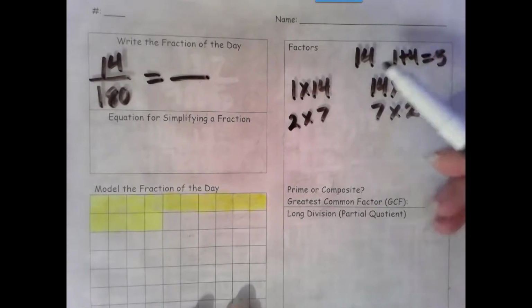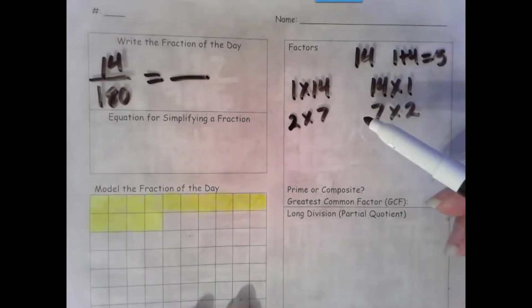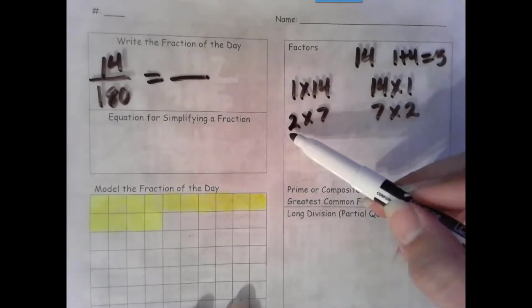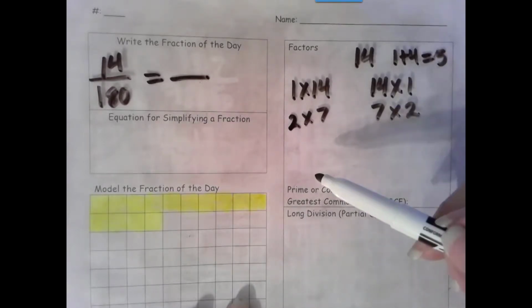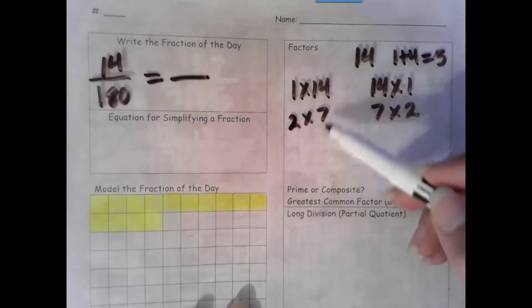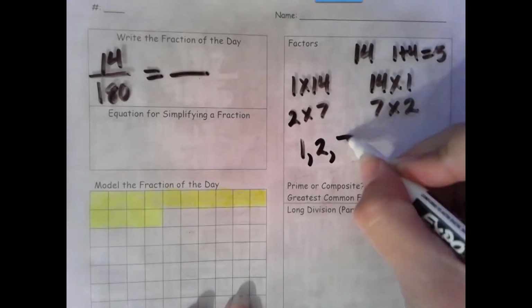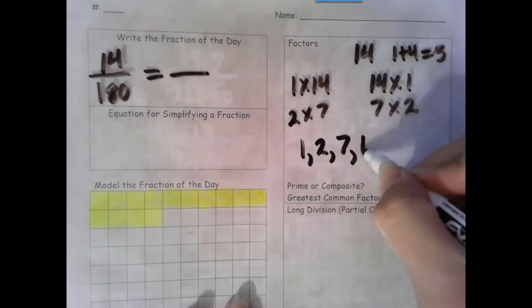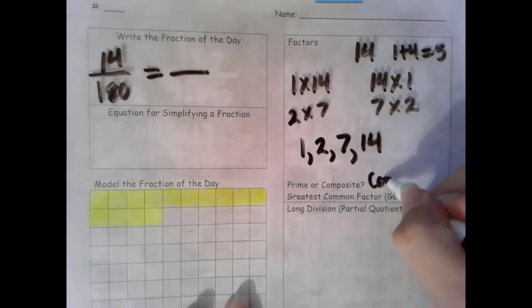We try 5. The rule for 5 is that it ends in a 0 or 5. It ends in a 4, so 5 is not a factor. We try 6. The rule for 6 is that both 2 and 3 are factors. 2 is, 3 is not. So 6 is not a factor. Then we get to 7, and we are done. So let's list our factors from least to greatest. 1, 2, 7, 14. This has more than 2 factors, so that makes it composite.